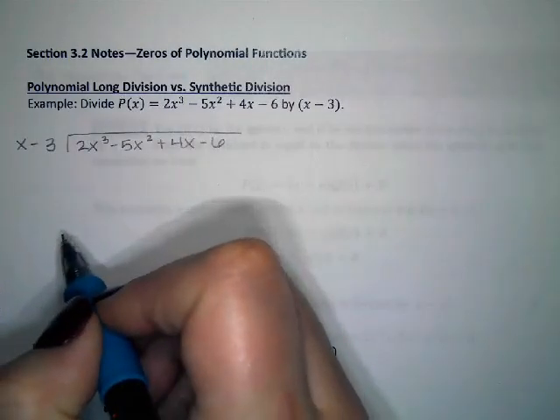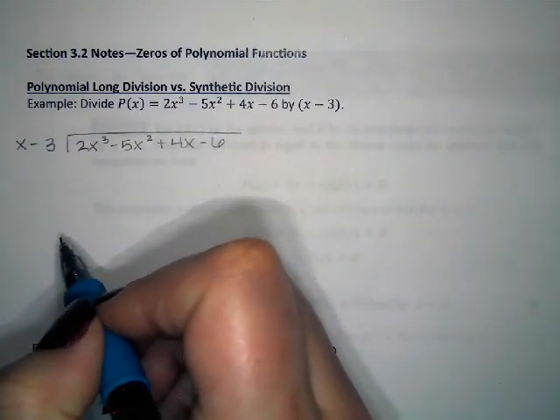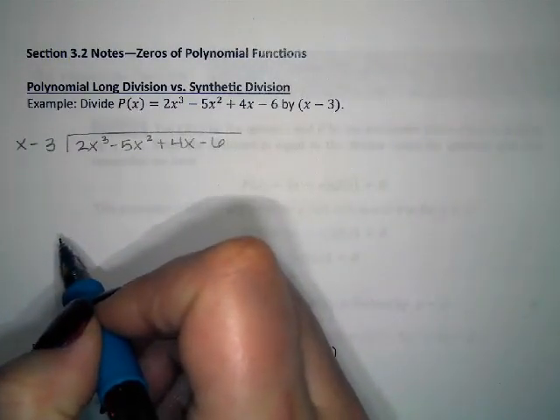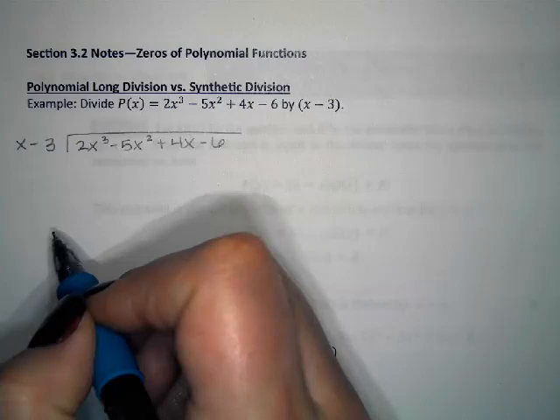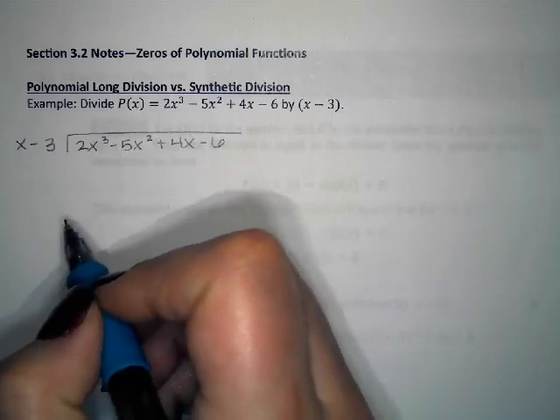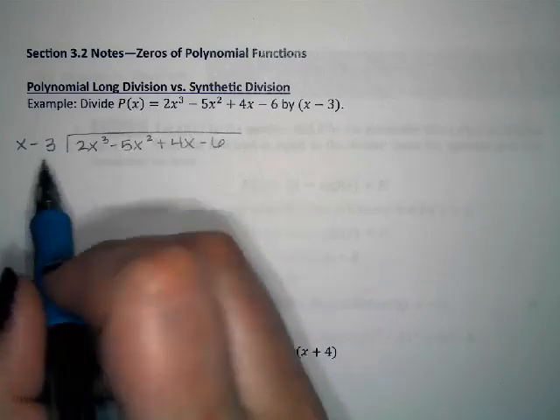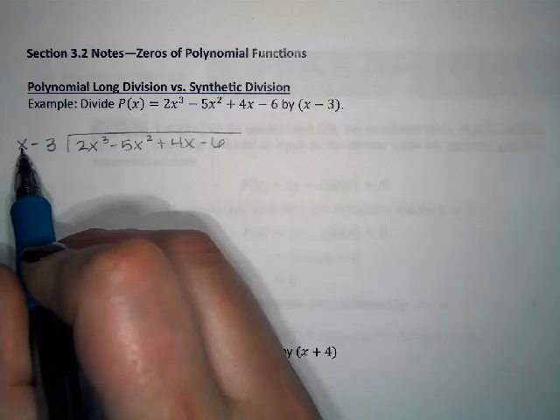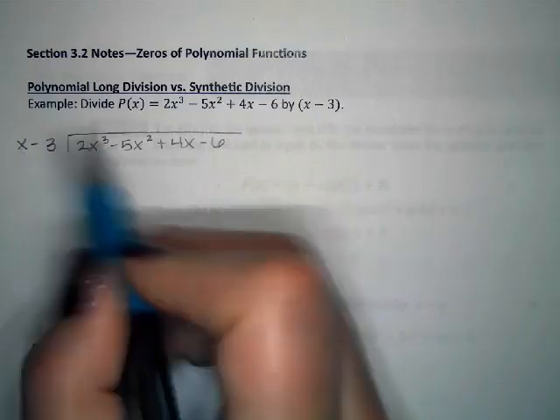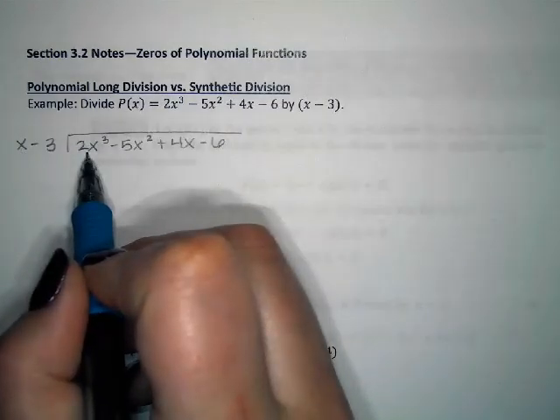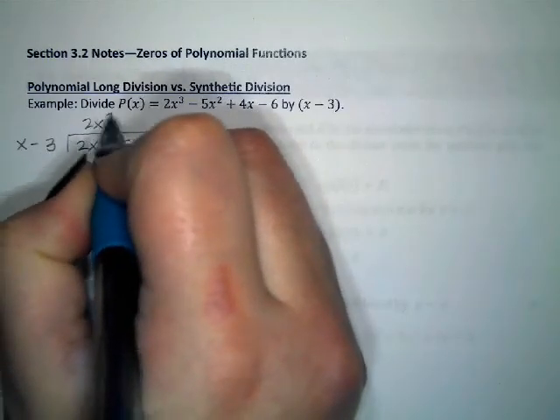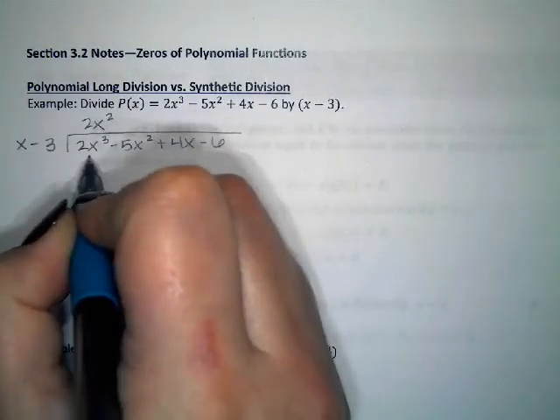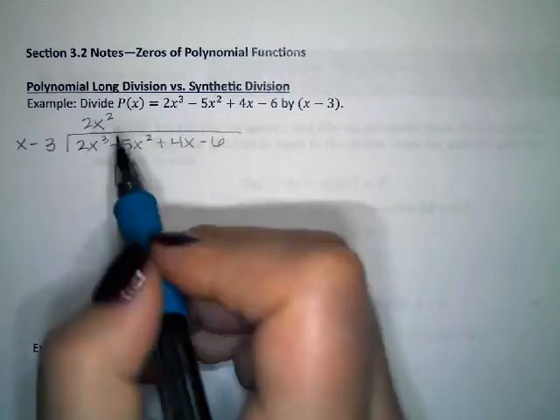And polynomial long division feels pretty intimidating when you first do it, but it's very repetitive. So if you can understand the steps and just do them over and over and be really careful with your work, then you can definitely be successful with it. So the first thing we look at is x multiplied by what gives you 2x to the third, and that would be 2x squared. So x times 2x squared is what would give you 2x to the third.